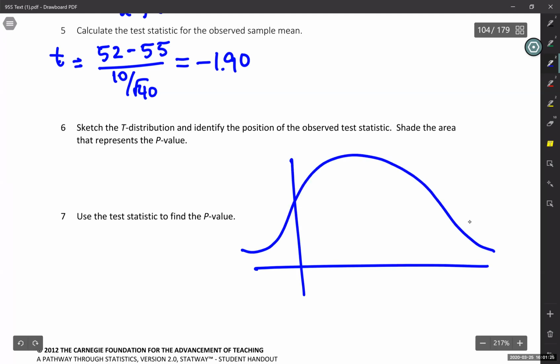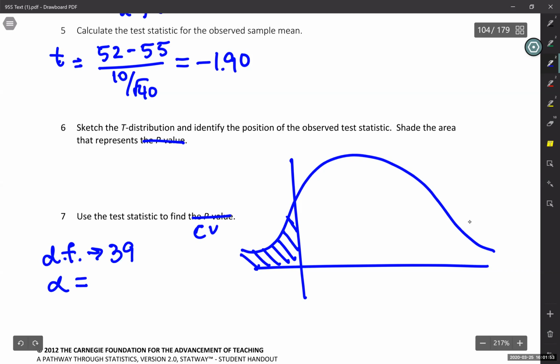This is a left-tailed test. I know what T is, but I don't know what my critical value is yet, so I need to figure that out first. To get to the table, we are going to use the degrees of freedom of 39, one less than the sample size, and alpha.